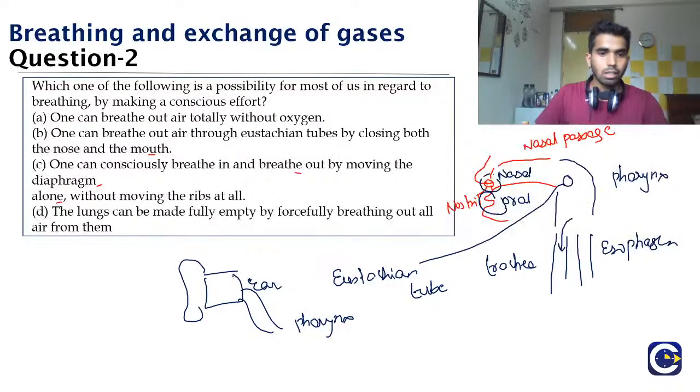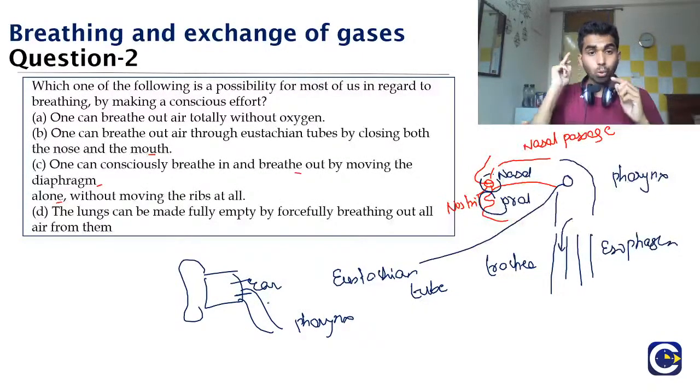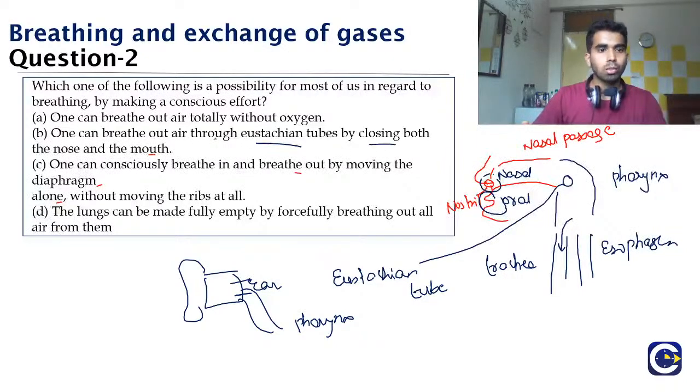This is the tympanic membrane. If the tympanic membrane ruptures, then if you try and block your nose and mouth, you can breathe through your ears. But if that is happening, then it is a pathological thing, and that is not normal. So yes, we can breathe out air through the Eustachian tube by closing both the nose and the mouth, and this is the mechanism that I have explained to you.